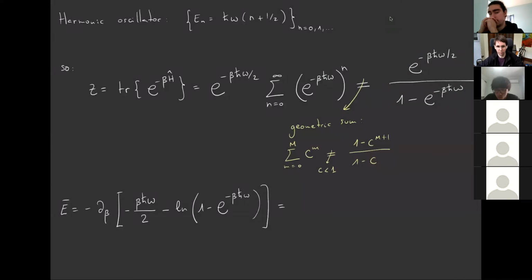Then if we take the derivative with respect to beta, the first term is linear in beta. So it gives us h bar omega over 2. And the second term is the logarithm, which after taking the derivative carefully, you will find h bar omega divided by e to the beta h bar omega minus 1.